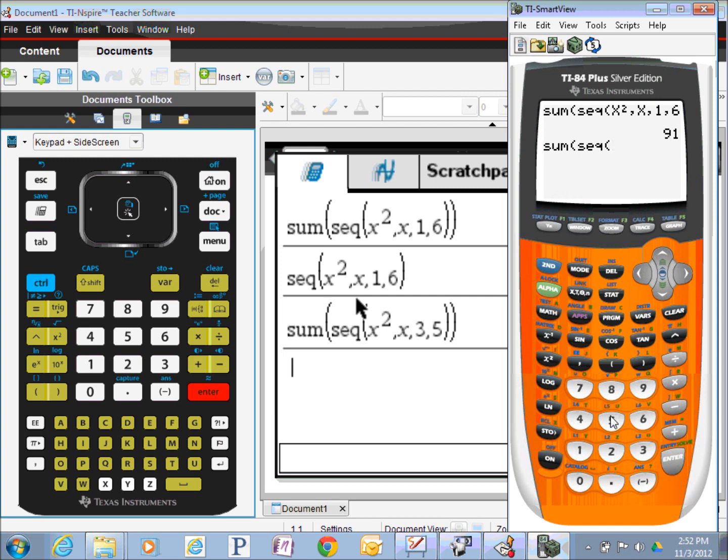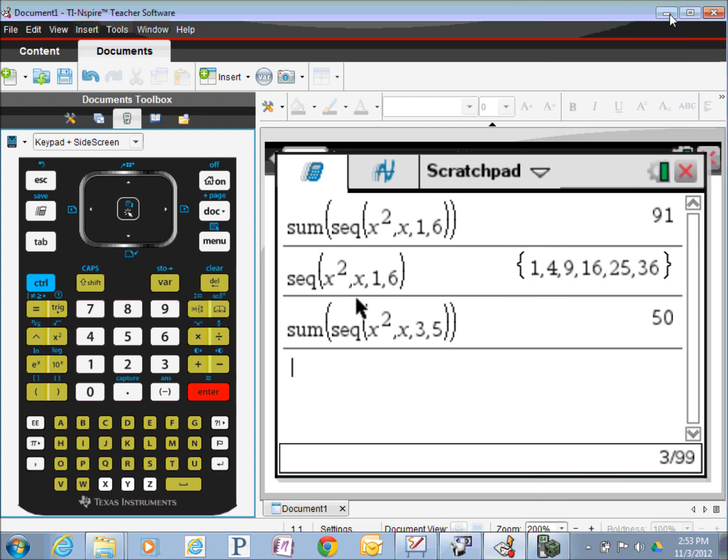And let's put in our expression. Well, what are we doing? We're doing x squared, followed by a comma. Comma is its own button. Followed by the variable I use, which is x, followed by a 3, followed by a 5. And hit enter, and there's your 50. So on either calculator, it's actually very easy to do, and you're going to follow basically the same keystrokes. You just need to find it on either your Inspire or your 84.